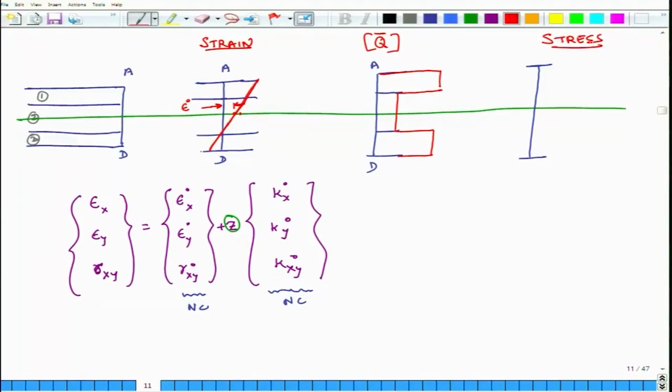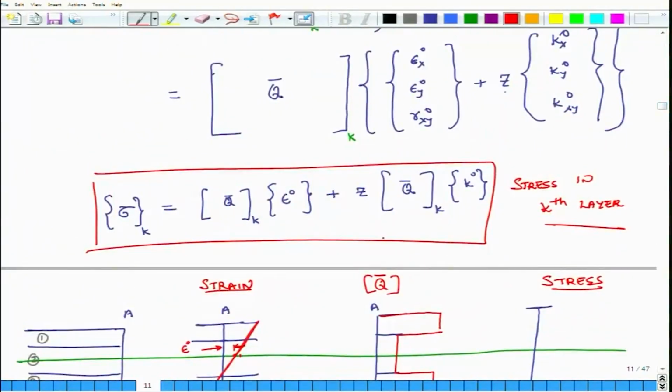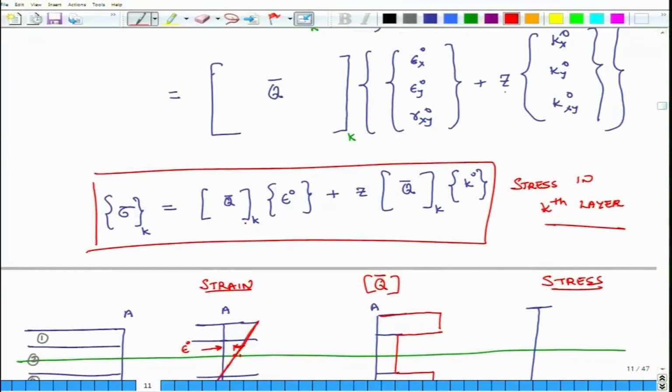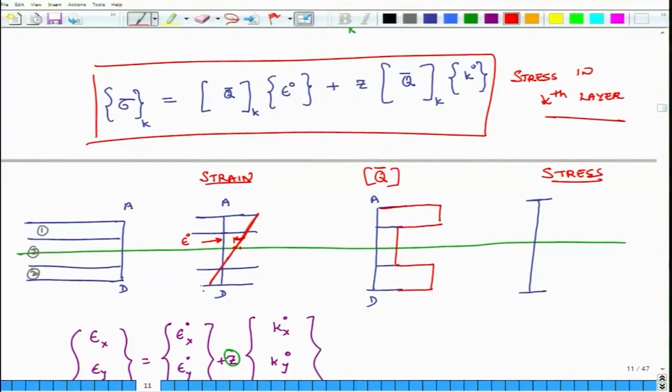Now, we know we had developed this relation between stress and strain for the kth layer. So, stress is equal to Q bar matrix times epsilon naught plus Z times Q bar matrix times curvature. So, what does that mean? Strain is varying linearly, Q bar is jumping and it is discontinuous.